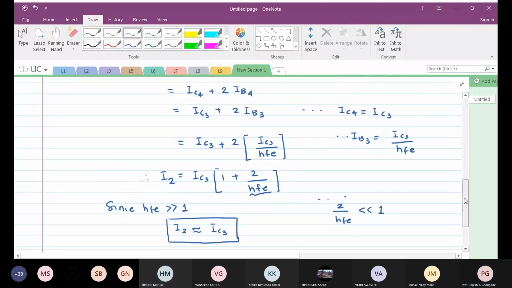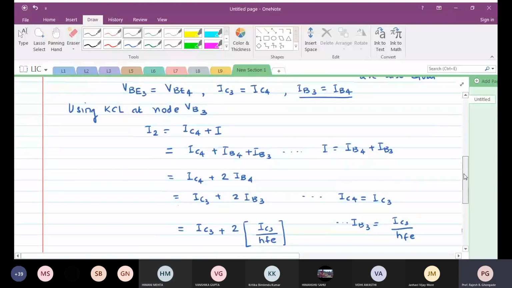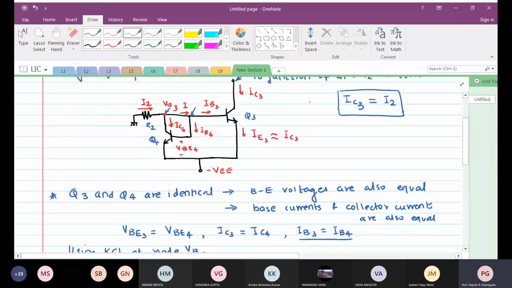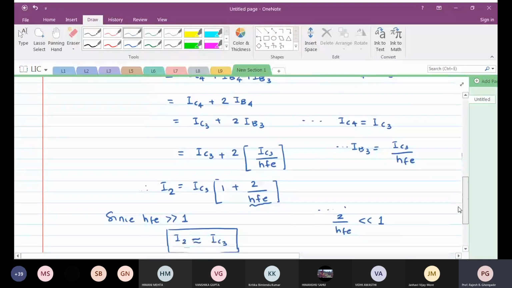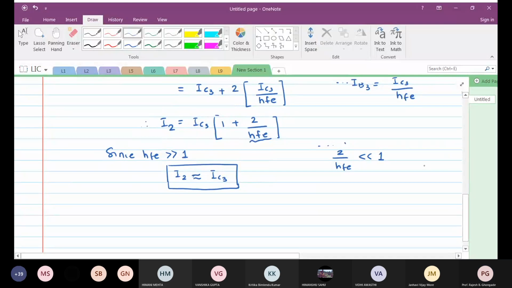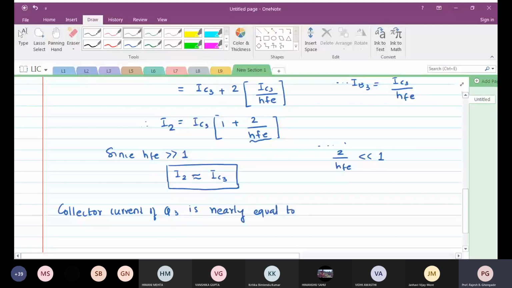So what was our goal? Our goal was to prove this. Have we done that? So we can conclude that the collector current of Q3 is nearly equal to I2.